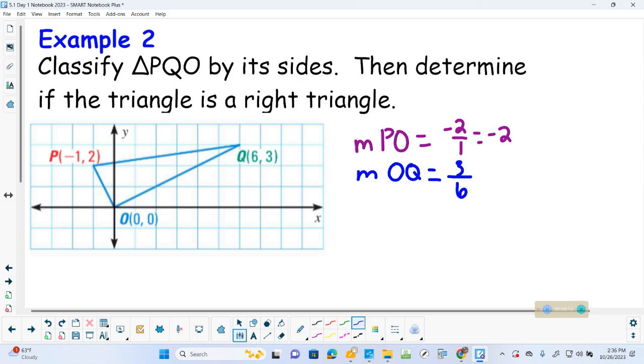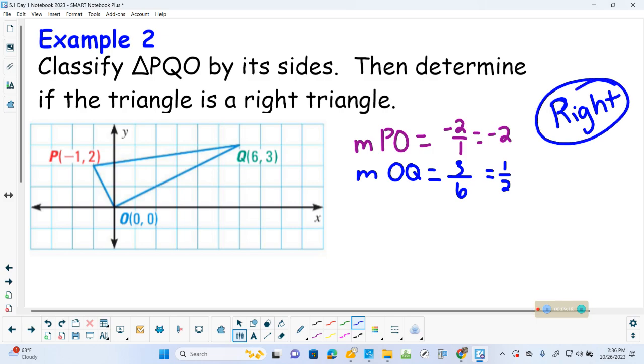Which, of course, good mathematicians that we are, we're going to reduce 3 over 6 to what? 1 half. Okay. Now, are these slopes perpendicular? They are opposite reciprocals. Is that a right triangle? Do you have a right angle? Yeah, we have perpendicular lines, hence we have a right angle. So I'm going to say yes, it is right.